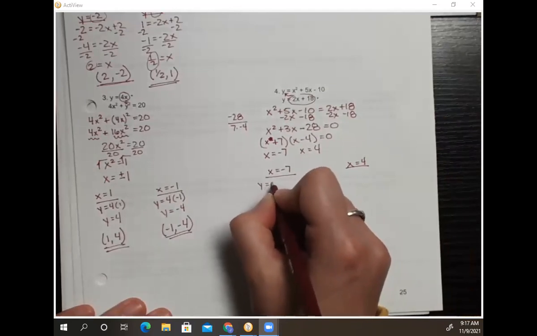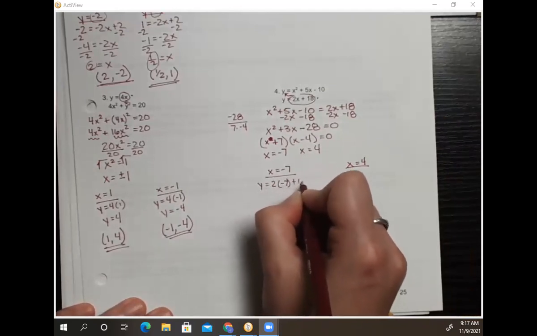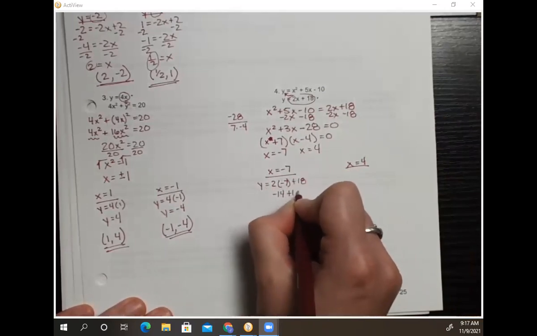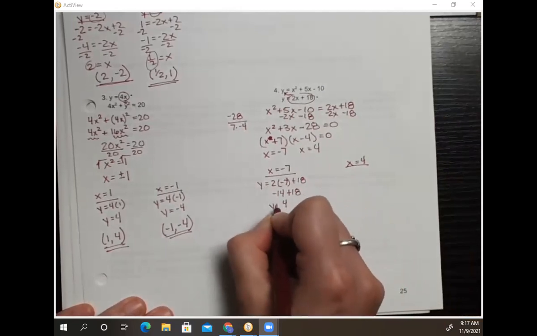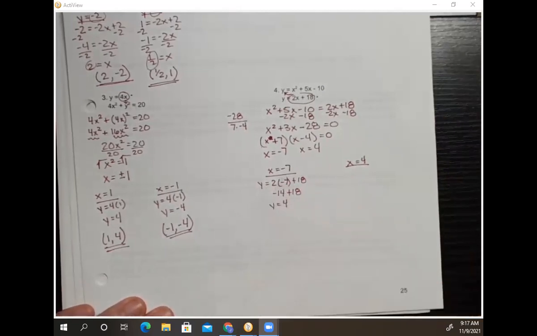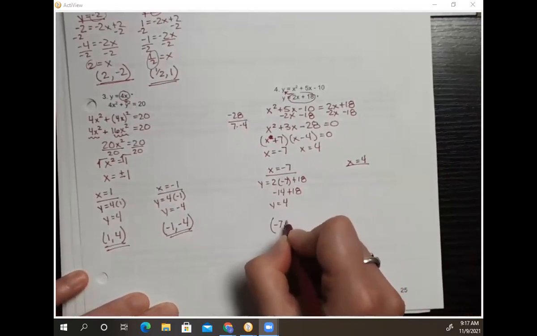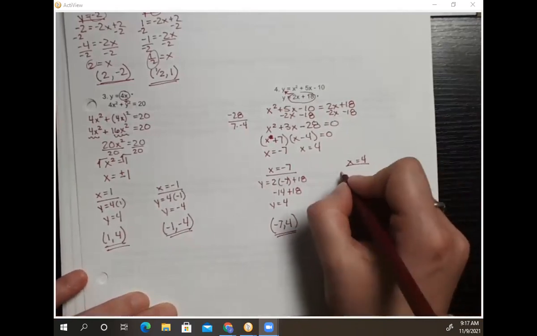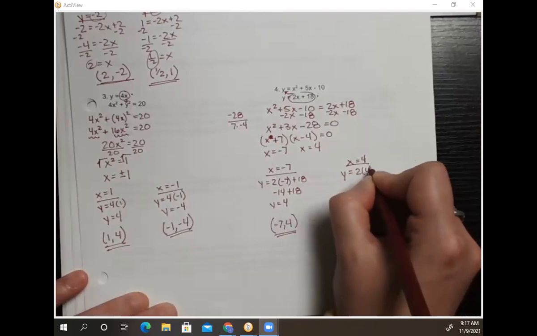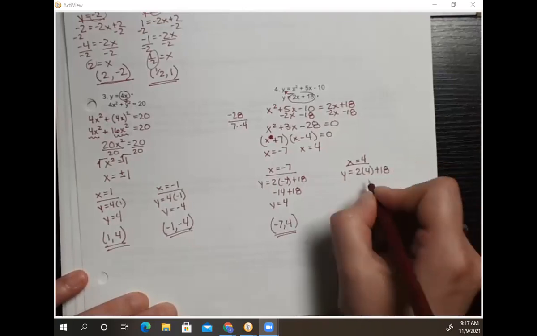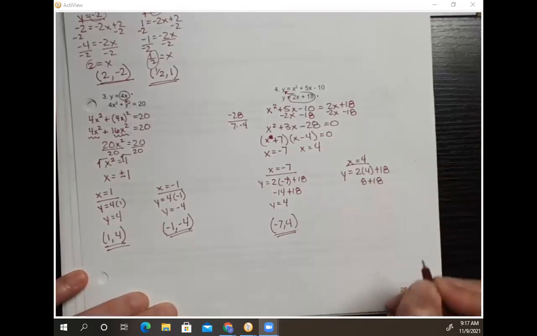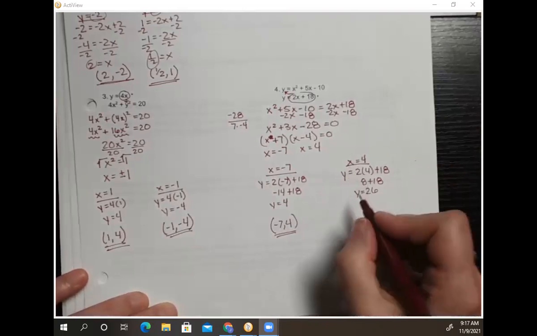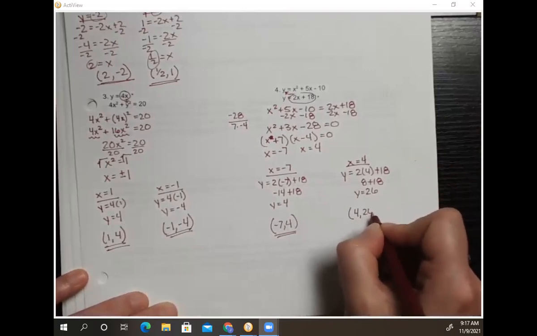That would give me y equals 2 times negative 7 plus 18. 2 times negative 7 is negative 14 plus 18. That would be 4. So we get when x is negative 7, y equals 4. That would be the point negative 7, comma 4. And then when x equals 4, we would have 2 times 4 plus 18. So 8 plus 18, which would be 26. So when x equals 4, y equals 26. That's our other solution, 4 comma 26.